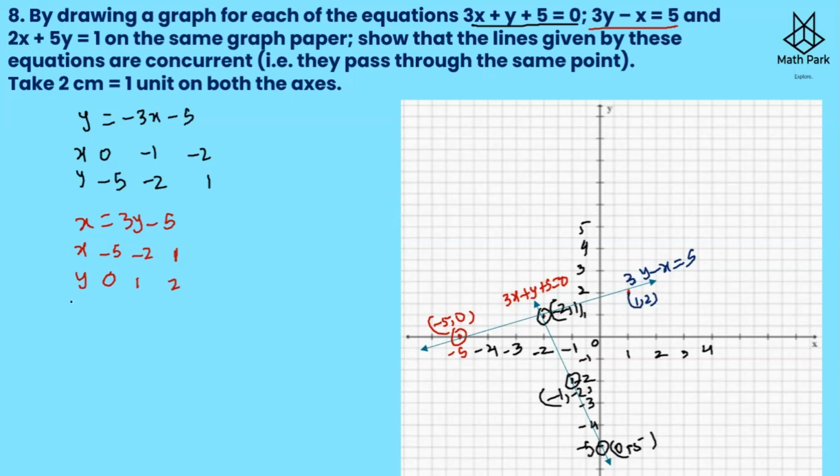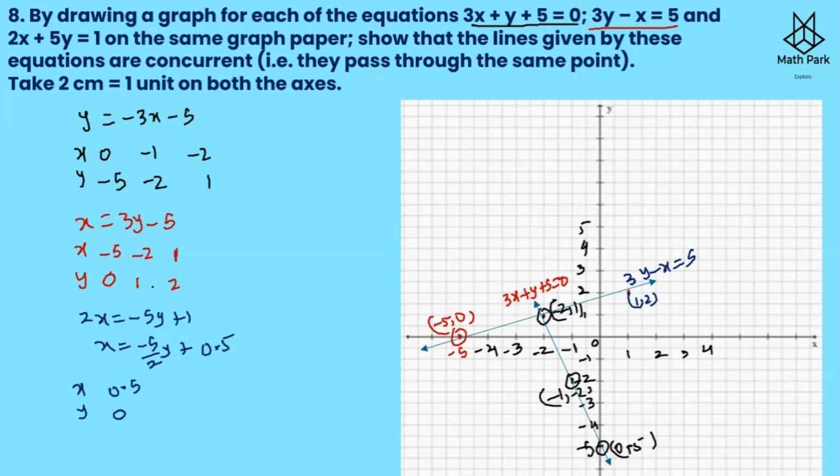So if 2x plus 5y is equal to 1, let us make x the subject. So 2x is equal to minus 5y plus 1, or x is equal to minus 5 by 2 y plus 1 by 2, which is 0.5. So let us take the values of x and y. If you put y is equal to 0, you get x is equal to 0.5.